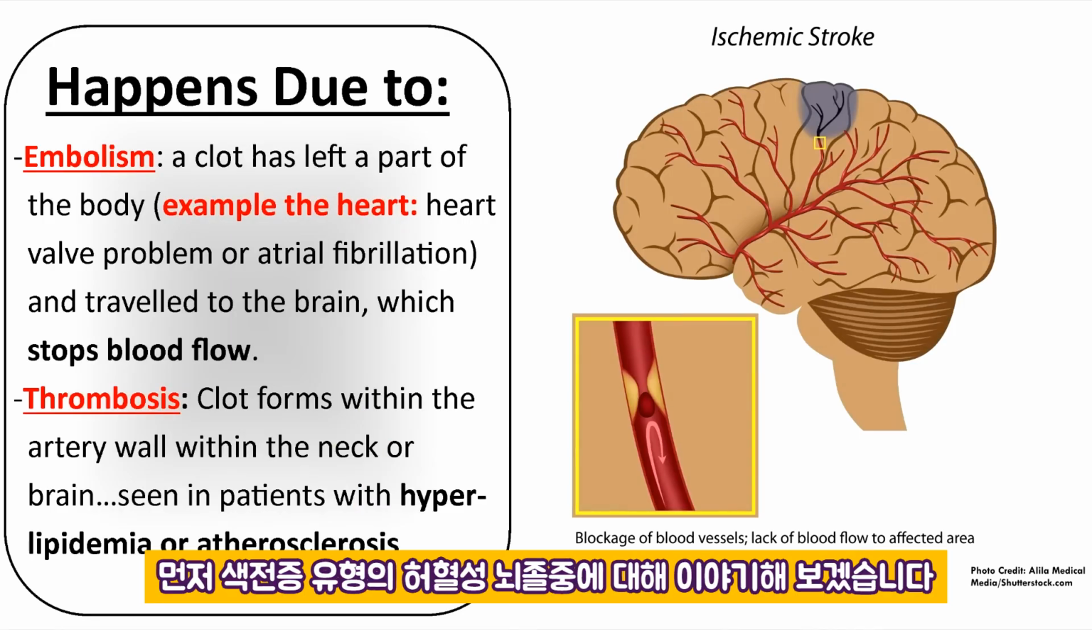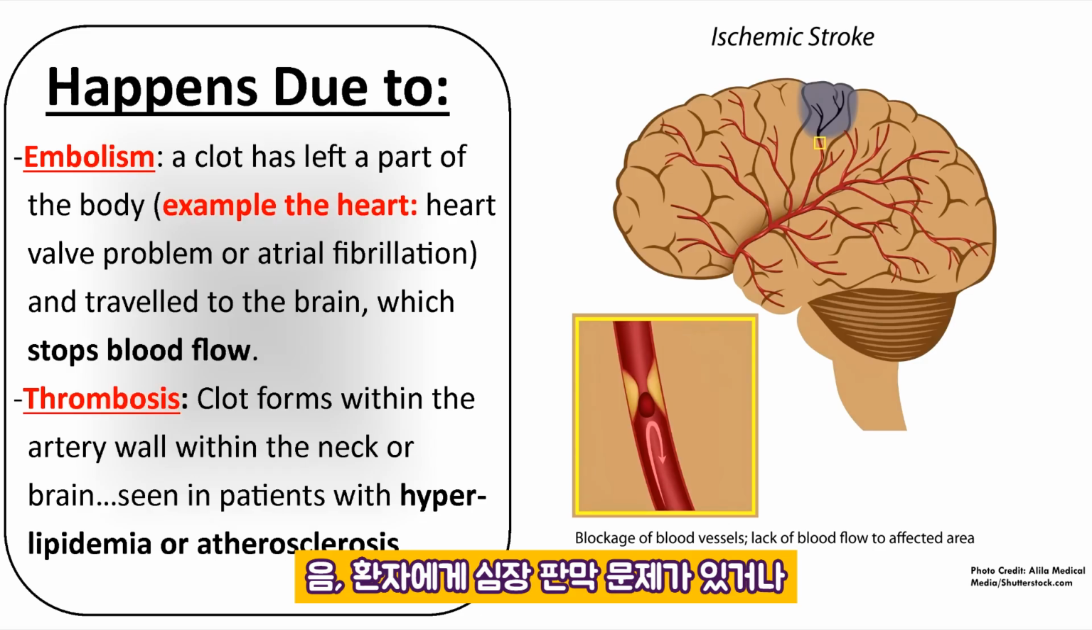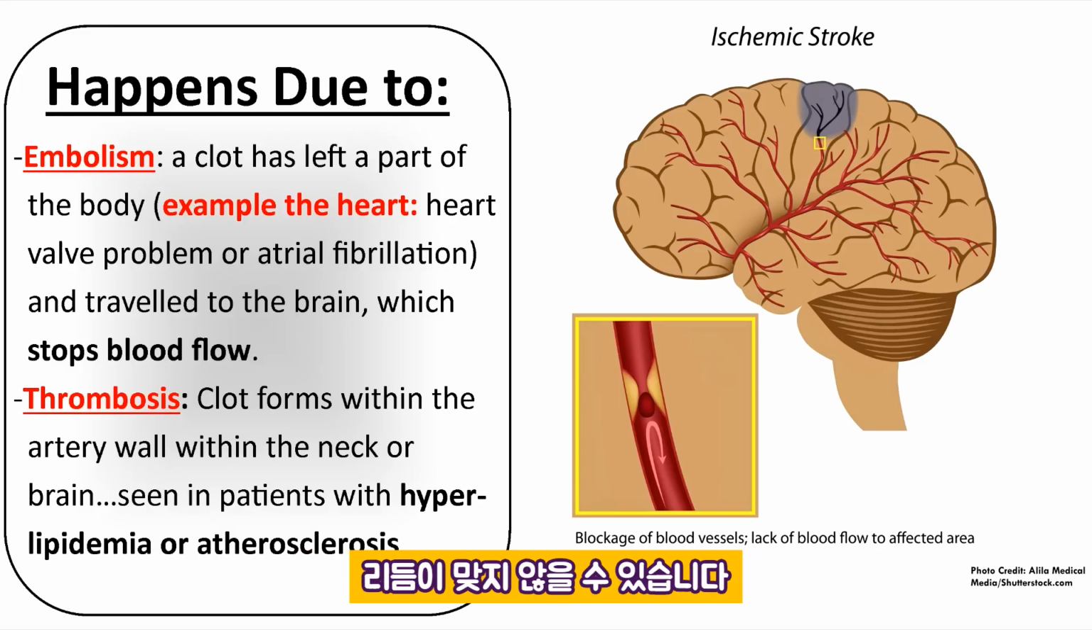First, let's talk about an embolism type ischemic stroke. This is where a clot has left a part of the body. Example, the heart. Maybe the patient has a heart valve problem, or they're in a rhythm called atrial fibrillation, where those atrium are just quivering, the blood is pooling in there too long, it can clot, and then it can leave the heart and travel to the brain, which will stop blood flow.